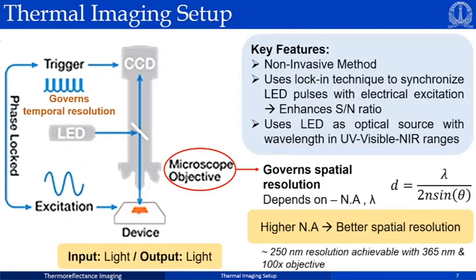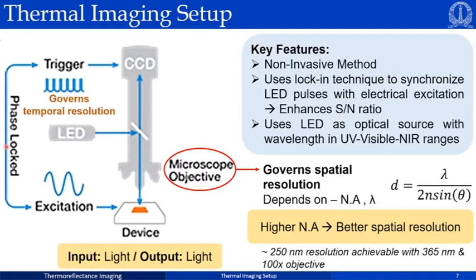In response to the electrical excitation, the device heats up and its reflectivity changes. The LED shines the light. It measures the reflectivity by measuring the reflected light here in the CCD. So you see that there must be a phase locking between CCD measurement and the electrical excitation. So this phase locking ensures that you are capturing the temperature when the device is under stress.